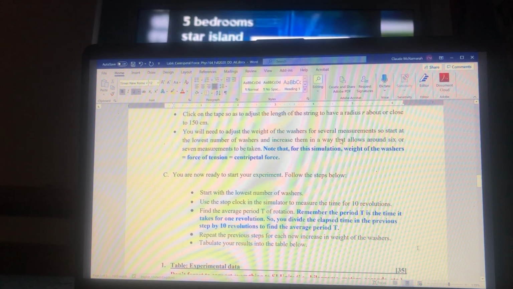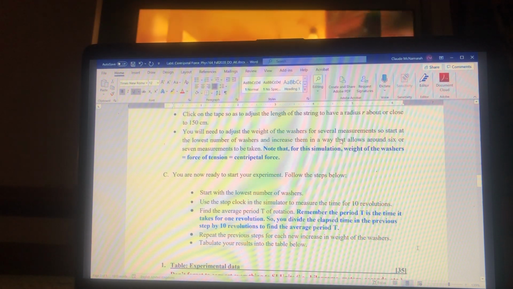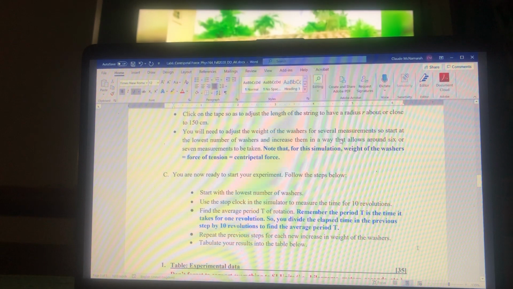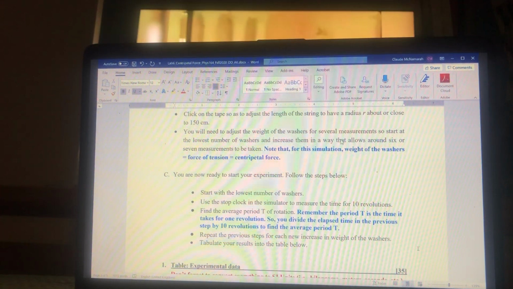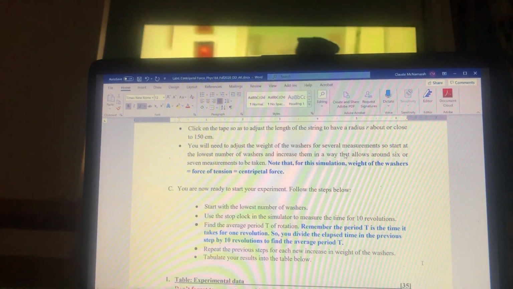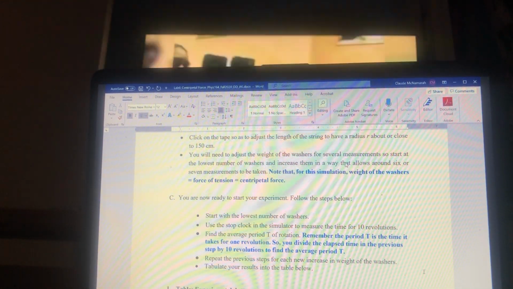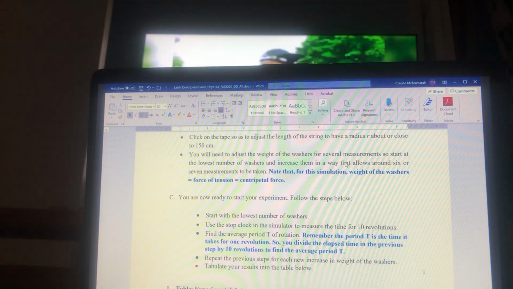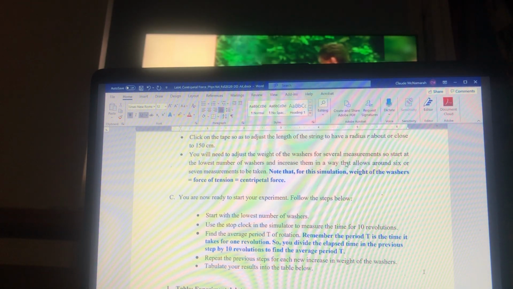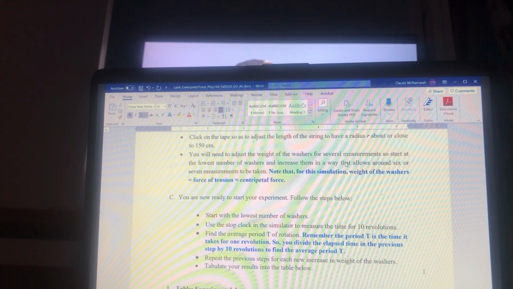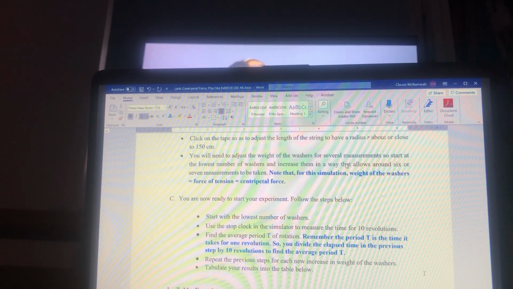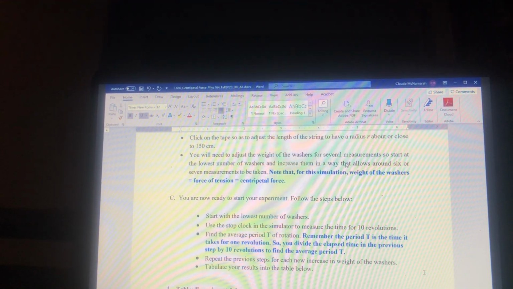You will need to adjust the weight of the washer for several measurements. So start with the lowest number of washers and increase them in a way that allows around 6 or 7 measurements to be taken. Every time you click, they're just going to put on another set of washers. So start at 5. I think 5 is the lowest. And then just keep clicking each time you want to increase the number of washers.